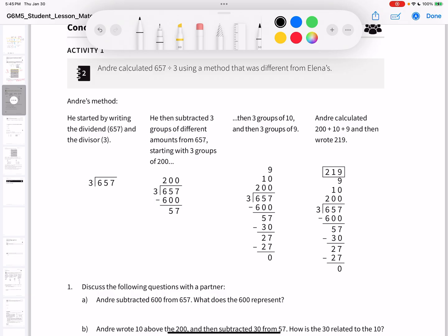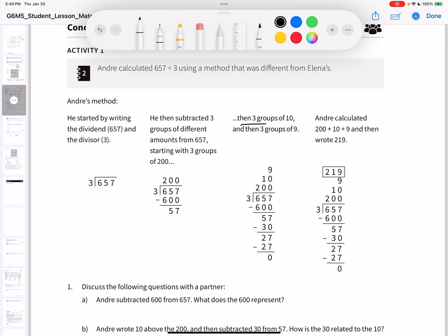Then he subtracted 3 groups of different amounts from 657, starting with 3 groups of 200. So he knows that 3 times 200 gets him 600. So he can take 600 out of our original number of 657. So that's what he did. And he had 57 left over. Okay, so then 3 groups of 10, then 3 groups of 9.